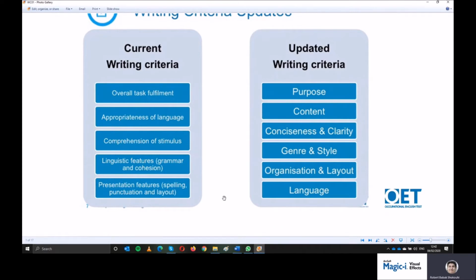Really? Okay. So let me tell you something. There are a lot of sample letters around which are all based on the previous criteria. So if you write based on the same pattern or the same criteria, you don't get enough marks because the criteria has changed.